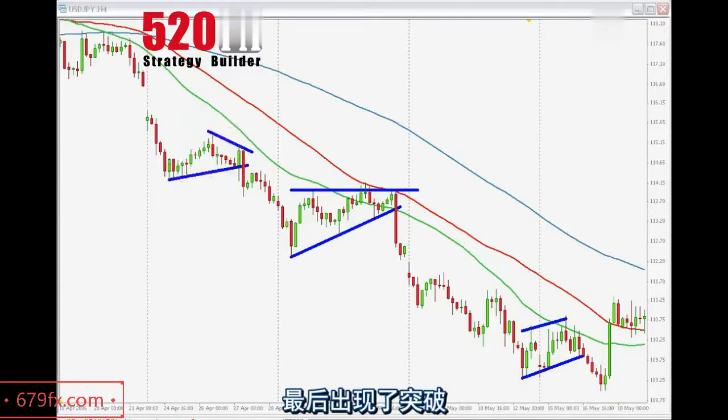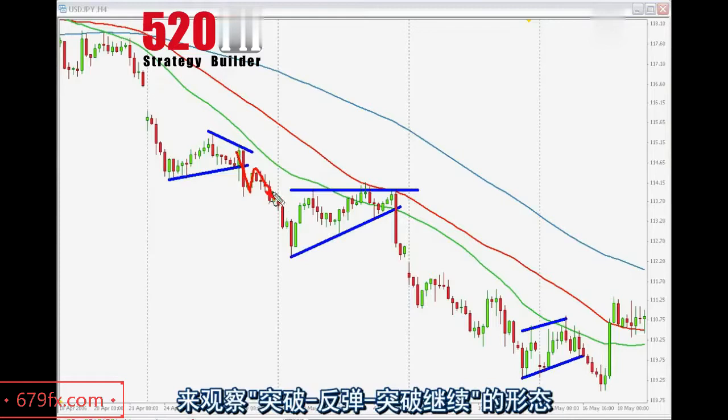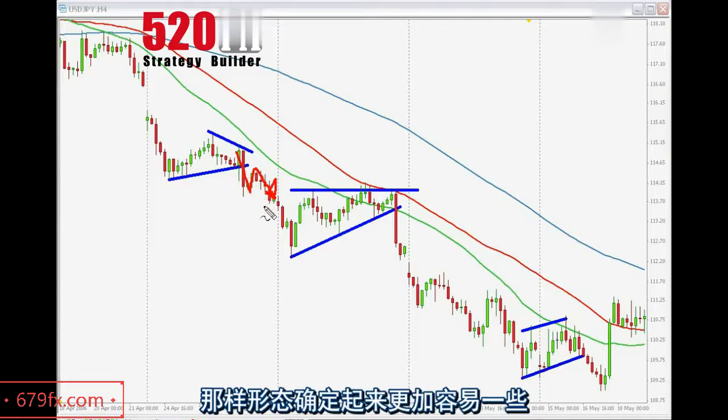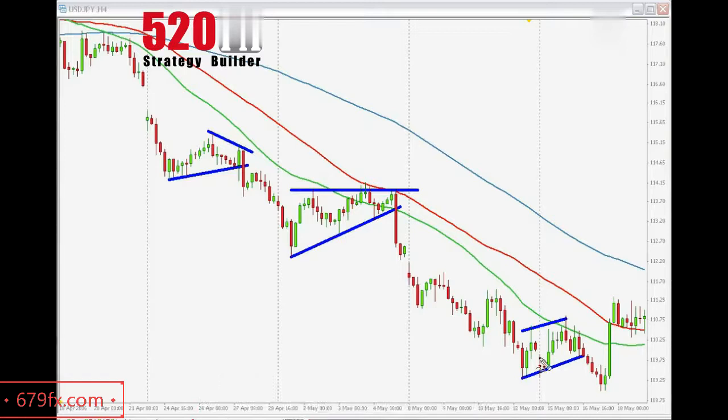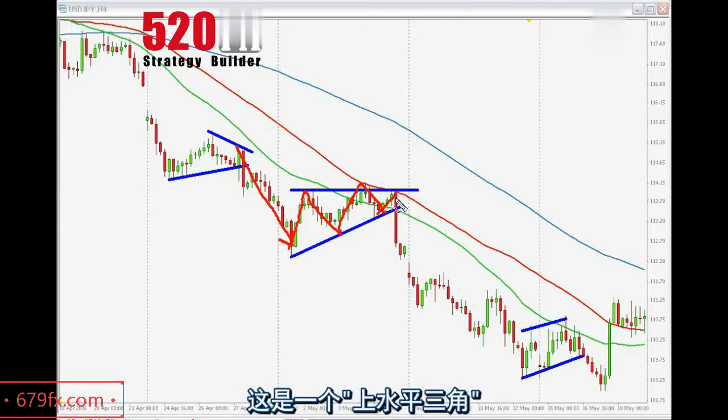Before the actual breakout, we see a formation that we already know: breakout, pullback, off it goes. We've already seen this before. Anyway, I recommend searching for the breakout, pullback, and continuation pattern on the shorter time frames. It's usually much clearer to spot and recognize the pattern. So we get yet again another swing down, and sure enough, we enter an area of consolidation, another flat top triangle.